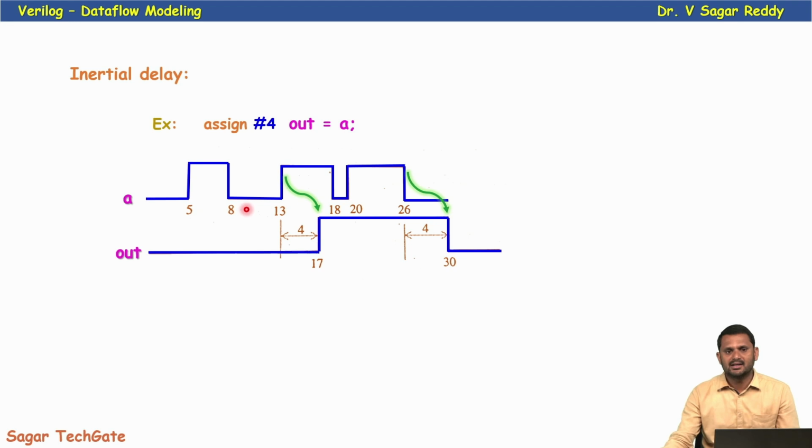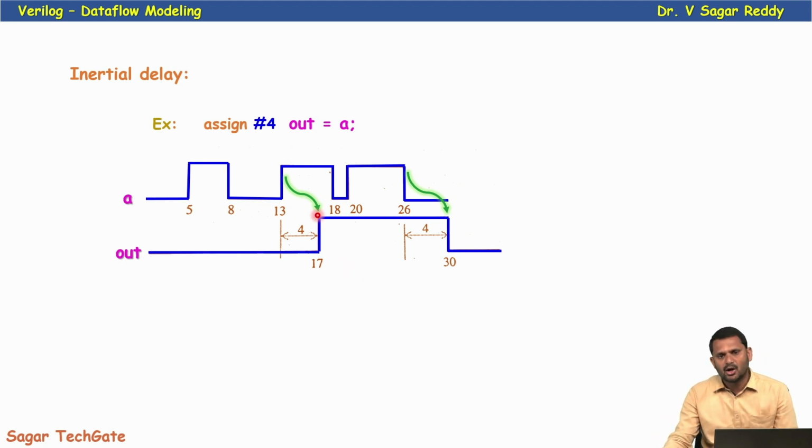Now see here. At 13, the input changes from 0 to 1. Now it is stable till 18. So how many time units? 5 time units. 18 minus 13, 5 time units, is greater than 4. Now it will propagate to the output. So 13 plus 4, the delay is 4, that is 17. Then at the 17th time unit the output changes from 0 to 1, because a changed from 0 to 1 at 13. So the delay added, plus 4, at 17 the output changes to 1.